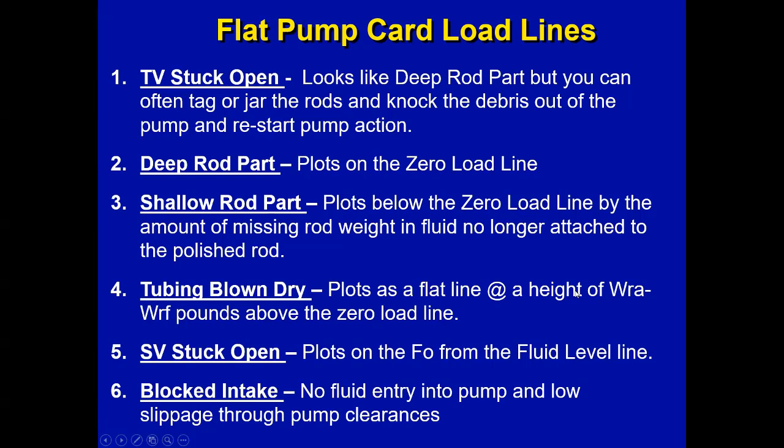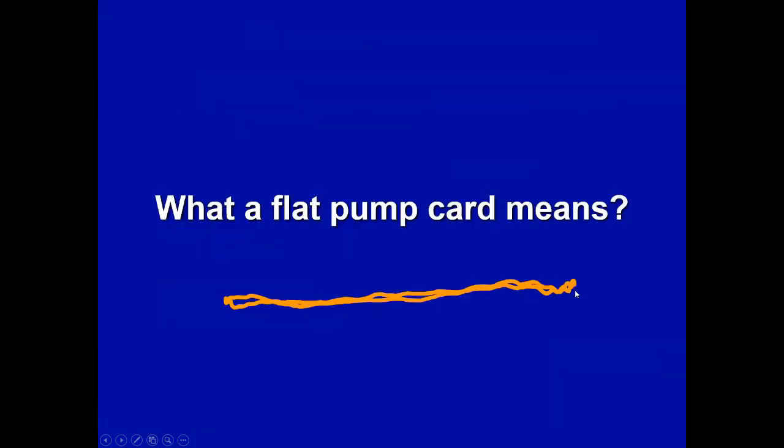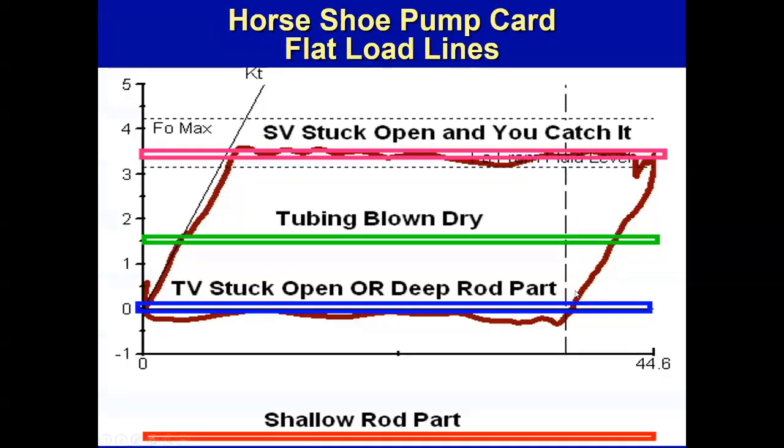But if you measure this well with a PRT, you will always have a flat dyno card plotted on the zero load line, because that's what the software is designed to do. So every time you see a flat dyno card, you want to use a horseshoe load cell to measure direct loads, to quantify how much load you have on the polished rod. And the position of that flat dyno card is what's going to tell you which of these options is going on in your well.